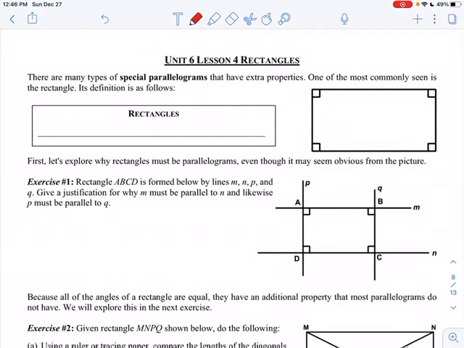So a rectangle actually is a parallelogram. A parallelogram just means that both opposite sides are parallel. A rectangle is a parallelogram, but it has some more properties. It's a special parallelogram. All right, so a rectangle is a parallelogram with one right angle.